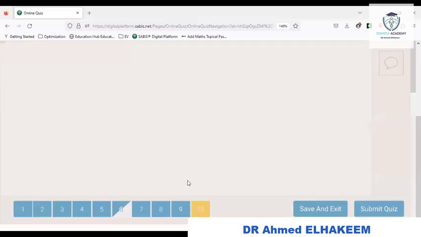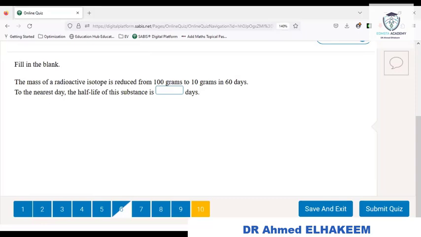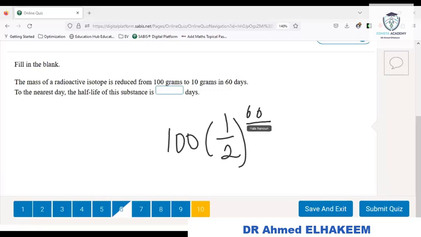The last question. The mass of a radioactive isotope. This is physics. Wait 1 second, I'll give you the answer. 100 times half to the power of 60 over x equals 10. 50. It's 18. Very good, exactly.